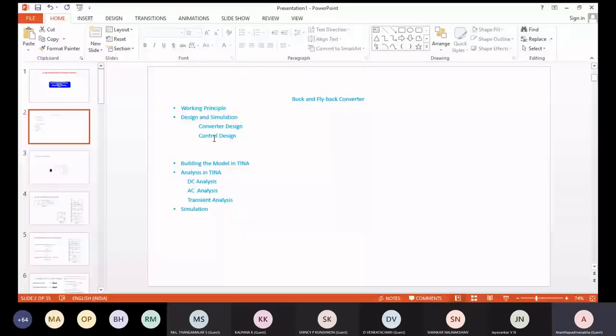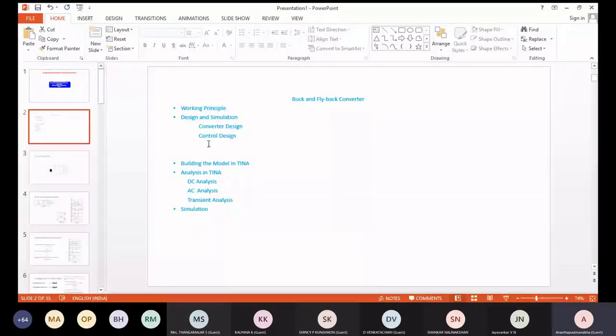But what I feel is there are many participants here from an electronics background. So as far as the control design is concerned, it will be really interesting if I focus a little bit more on the control design of these two converters. What I felt was that if you focus more on the control design, maybe it helps to implement in TINA software. So we will not spend much time on converter design, but we will try to spend relatively more time on the control design.